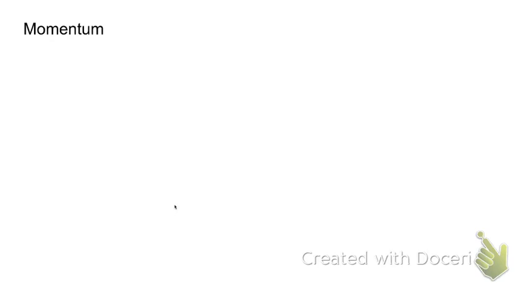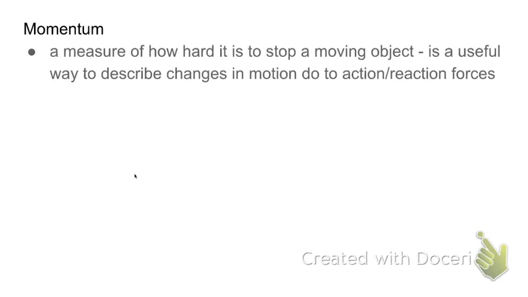Now let's talk about momentum. That's the next thing on our list of objectives, okay? Momentum is a measure of how hard it is to stop a moving object. And it's a useful way to describe changes in motion due to action-reaction forces.